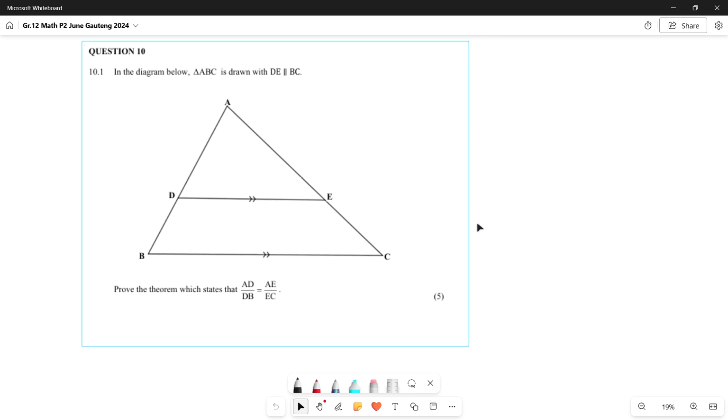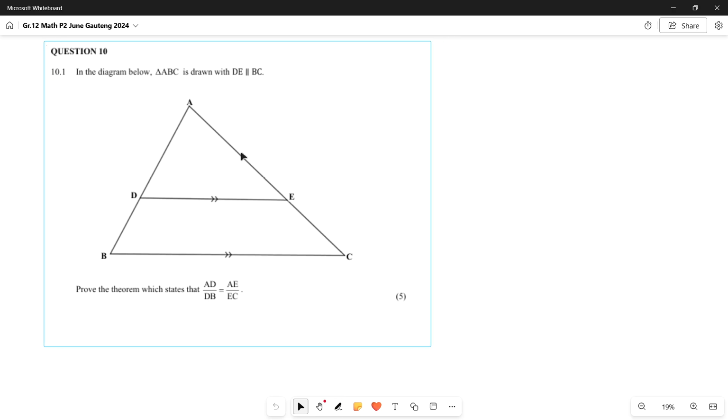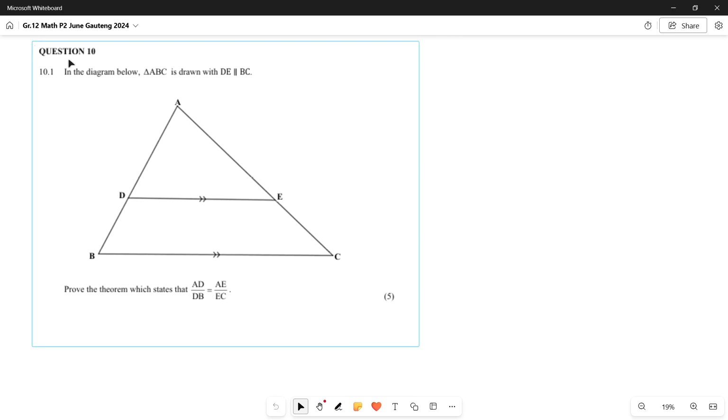Hey guys, in today's video we're going to check out question 10 of the Math Paper 2 June 2024 Gauteng paper. We're going to work through this common prop theorem proof that comes up in just about every past paper. So let's jump right in.